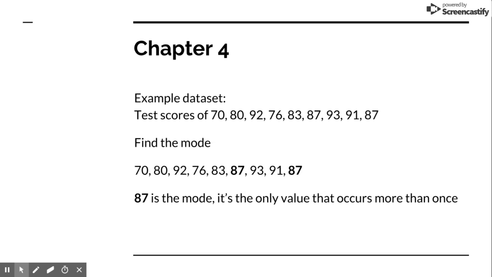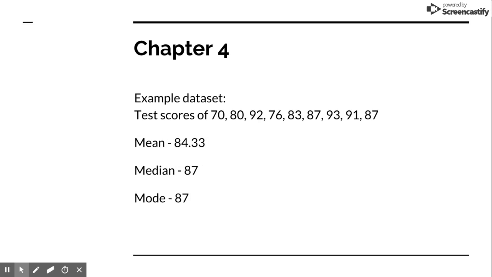And then, same data set, let's find the mode. Again, looking at our list of test scores, you'll see 87 is the mode, as it's the only value that occurs more than once. So for our example data set, our mean was 84.33, our median was 87, and our mode was 87.